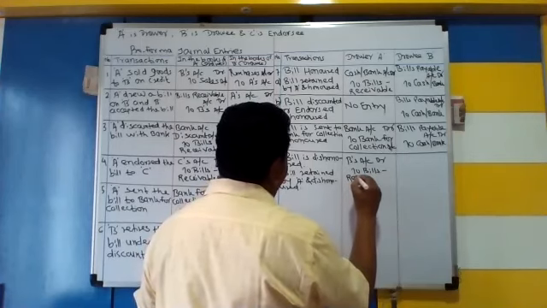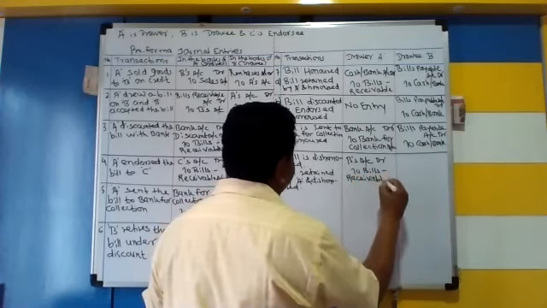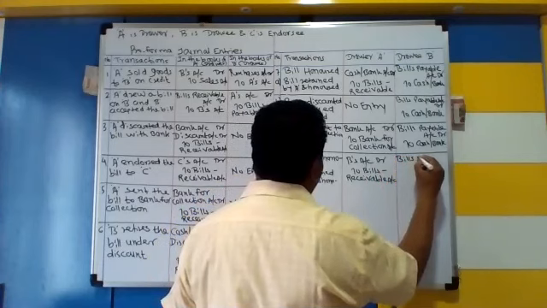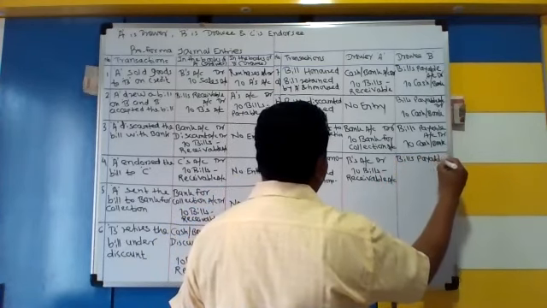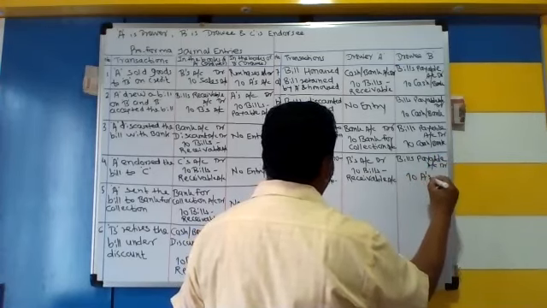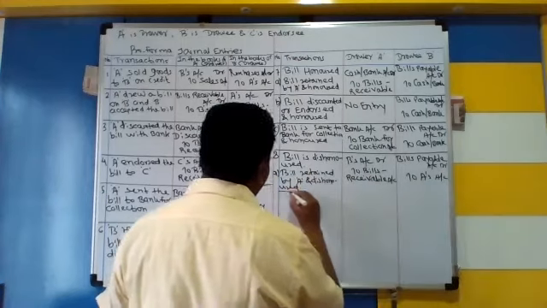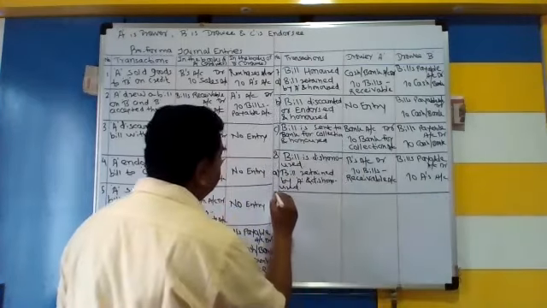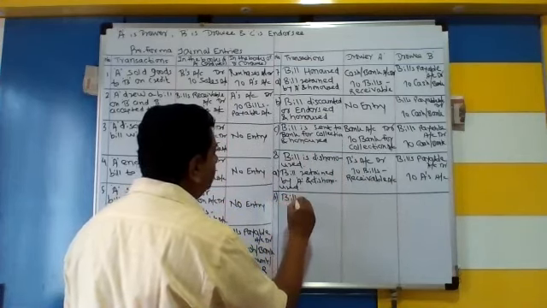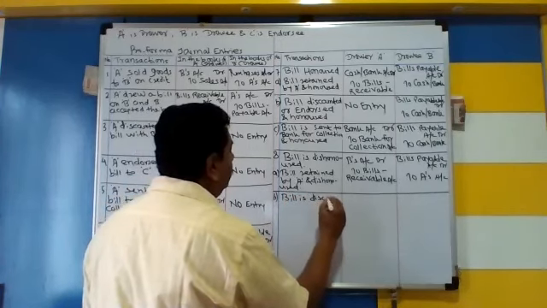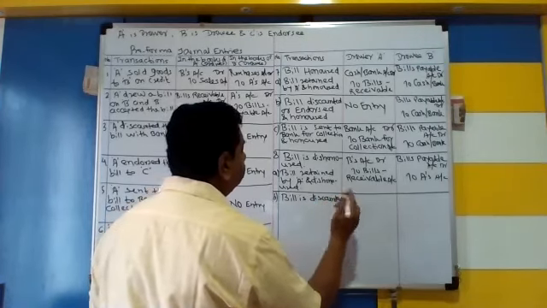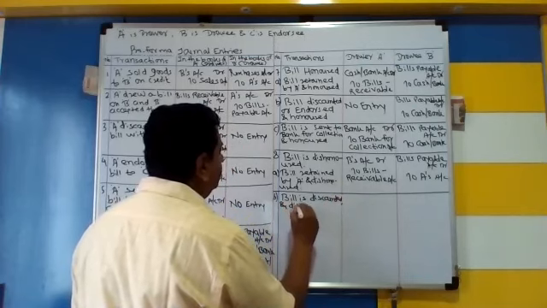bills receivable account. Bills receivable account. Here in the books of the drawee, bills payable account debit to A's account. Okay, bills payable account debit to A's account. Now case B. The bill is discounted and dishonored.